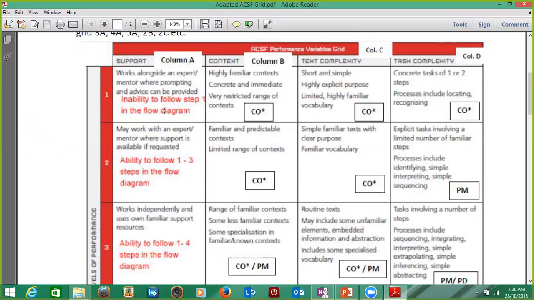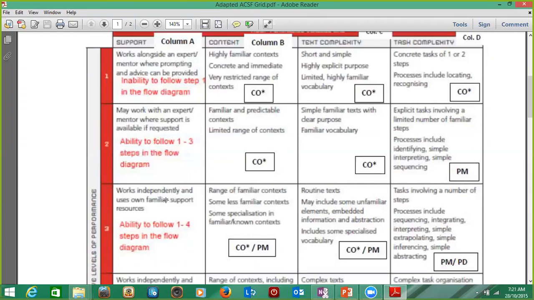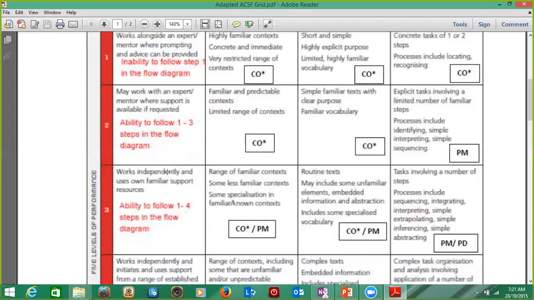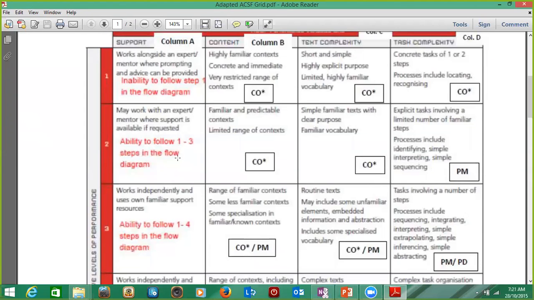In that case, for me, if a student is unable to follow the instructions in my welcome email, this is where I start. Then they may work with an expert mentor where support is available if requested. Sometimes when students ask for help, that's where they fit in. Then work independently. Some students do not ask, but they will post the question to the forum. Then the ability to follow. Again, you can see that I'm connecting to a flow diagram, and I'll come back to it. So this is how I adapted it.